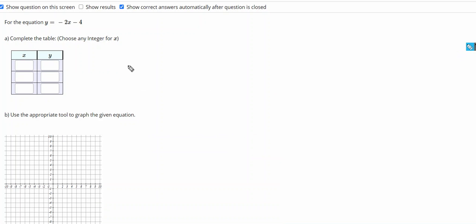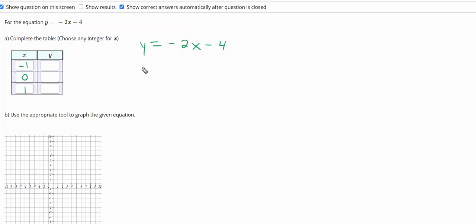So let's say it was y is equal to -2x minus 4, and now I get to choose what I want for x. So you know what? I'll make this -1, 0, and 1. Sure, this could have been 10. You could do anything you like, right? But those are easy numbers sometimes, right?